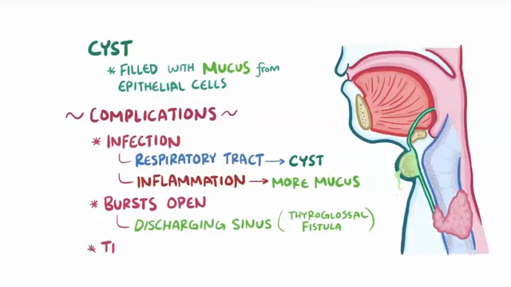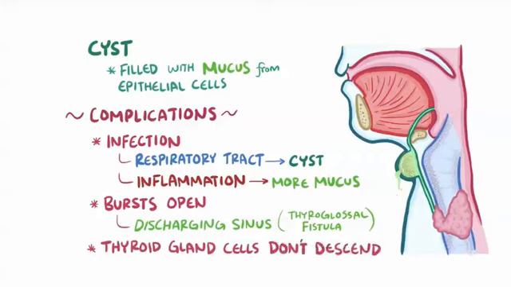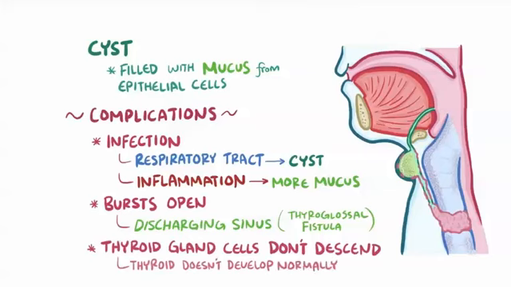Third, in some people, the thyroid gland cells remain within the thyroglossal duct and don't descend down. If that happens, a thyroid gland might not develop normally, and in addition, very rarely a thyroid tumor might develop in the cyst, since there are still thyroid cells in the walls of the cyst.